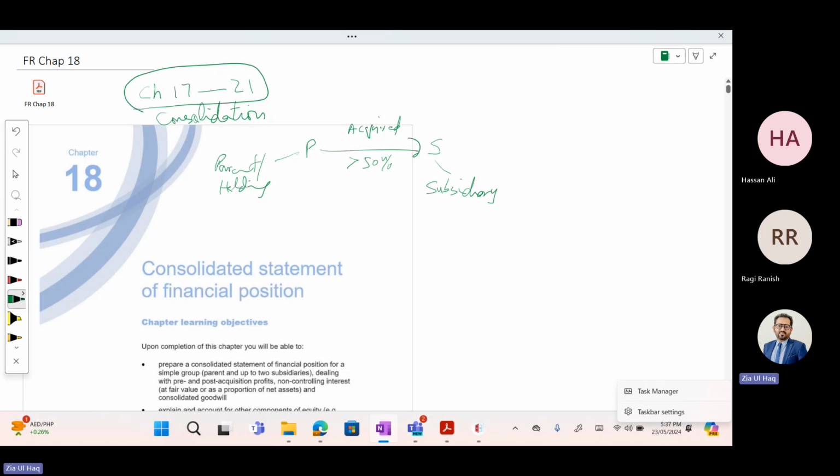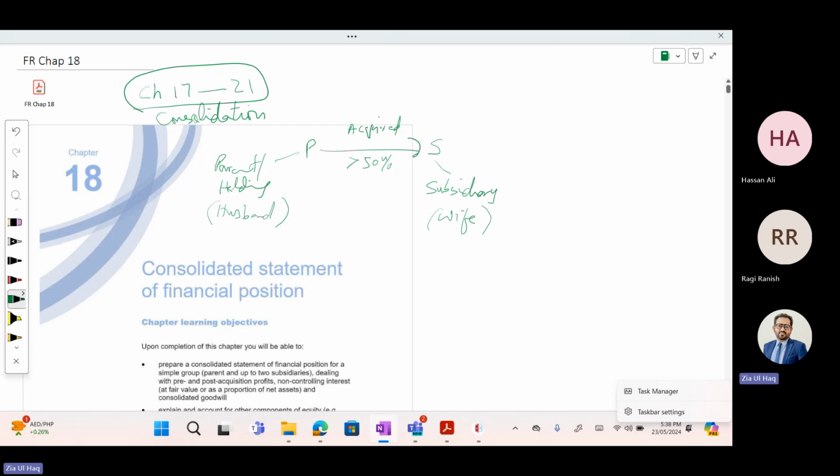Mean they have married with each other. P is husband and S is wife, and after acquisition, all the assets of wife will be assets of husband. All the liabilities of wife will be liabilities of husband. Can you understand this? Parent and subsidiary.